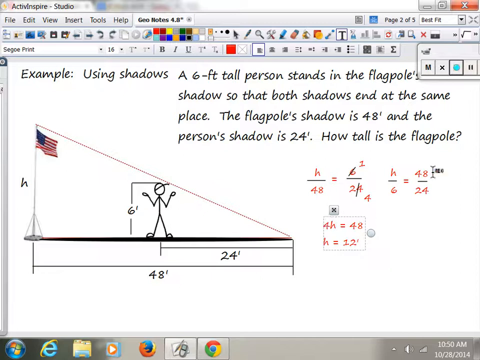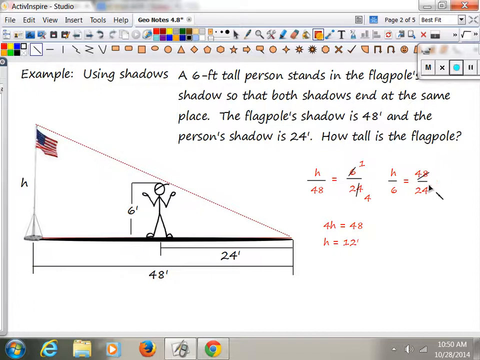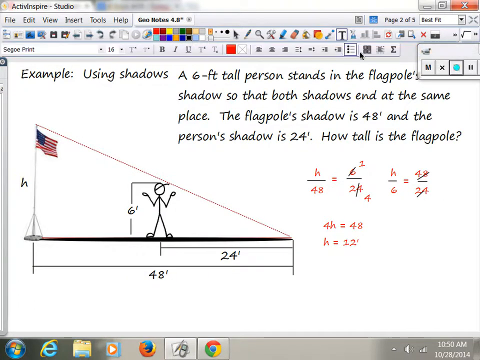In this case, if I reduce this, I would put 2 over 1. For these two, I'd reduce those two, and I just put a 2 over 1 instead, because 48 is twice 24. And either way, this time you're going to get h times 1 is h, so h equals 12 again. So yeah, that might have been a little shorter, but they're both 12 feet. Either way, it's 12 feet.